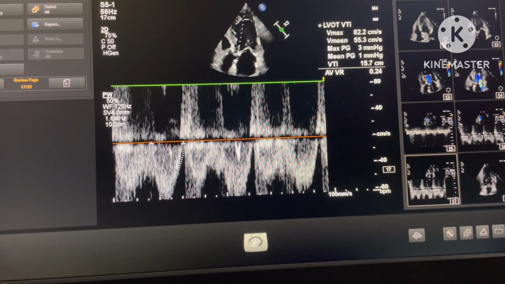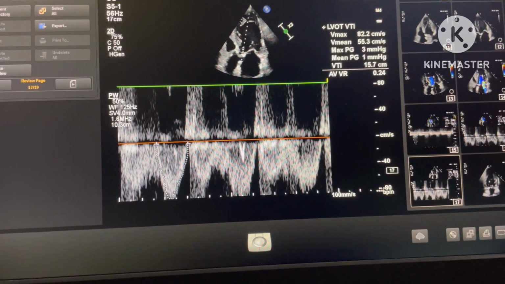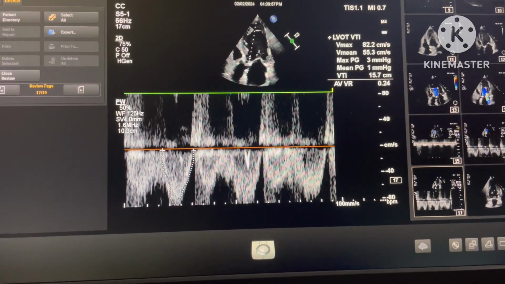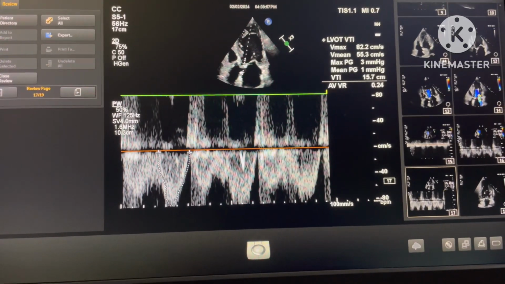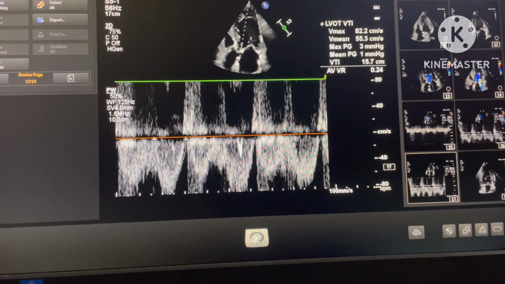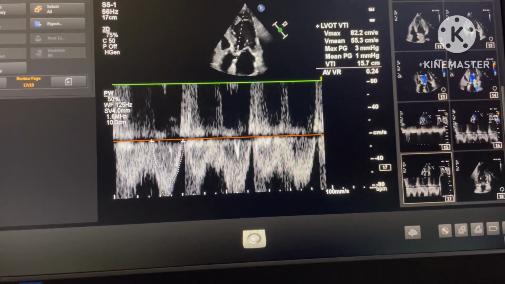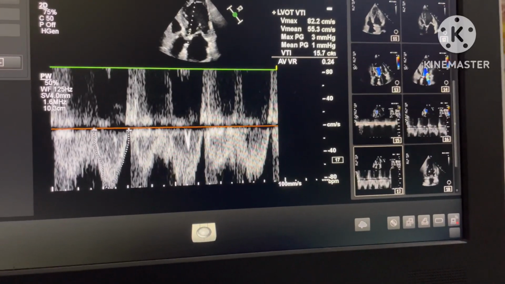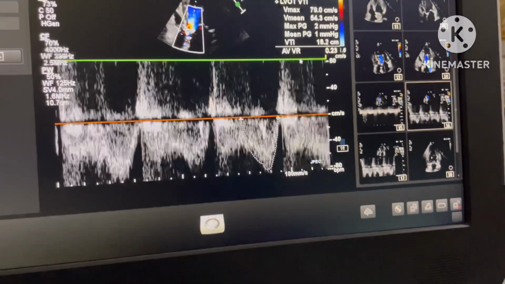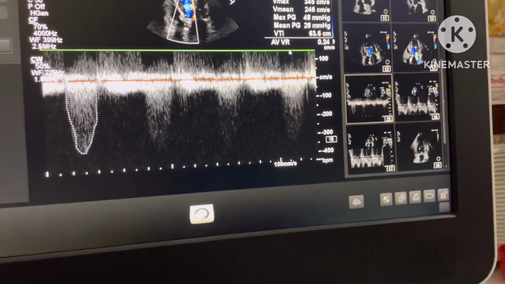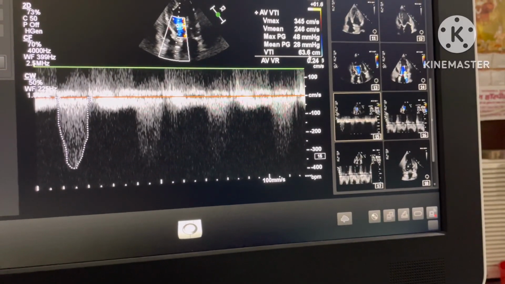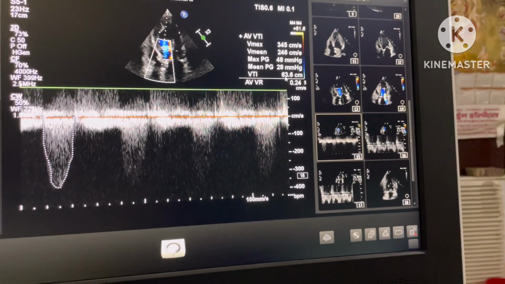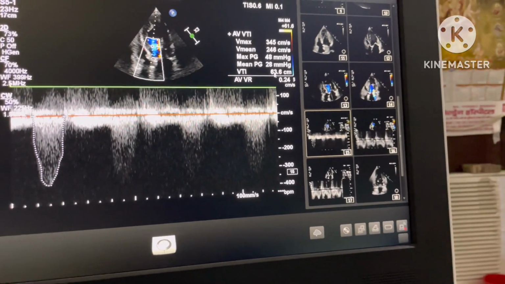So in this case, the ratio is less than 0.25. That means the velocity across the aortic valve is more than 4 times that of the LVOT velocity. That indicates severe AS. You can see the time velocity integral here. In the LVOT it is 15.7 centimeters. In the next image, it is 63.6 centimeters, so almost 4 times. That is severe aortic stenosis.